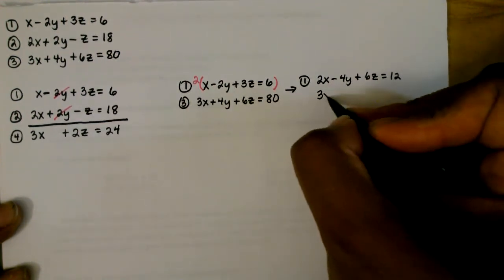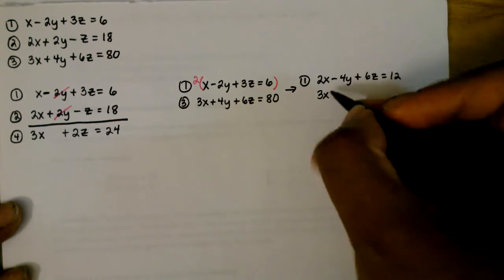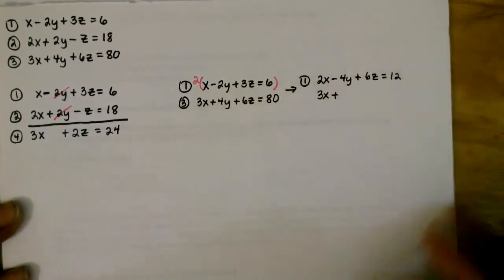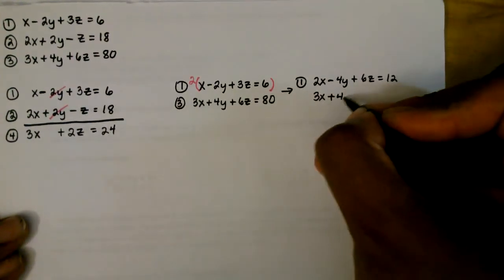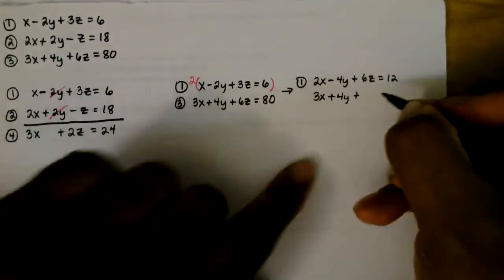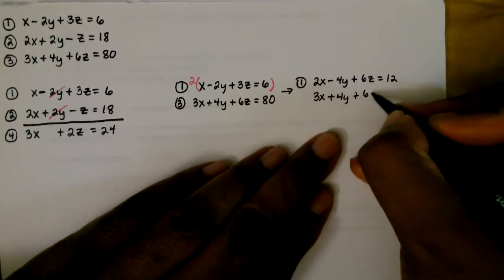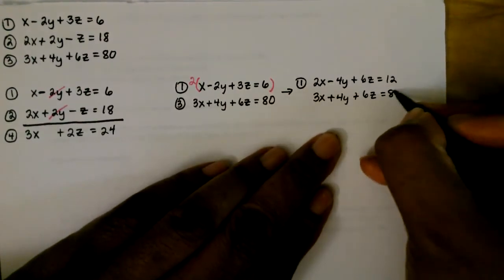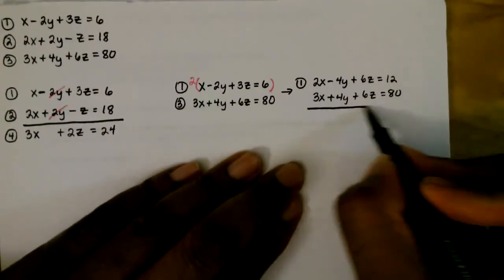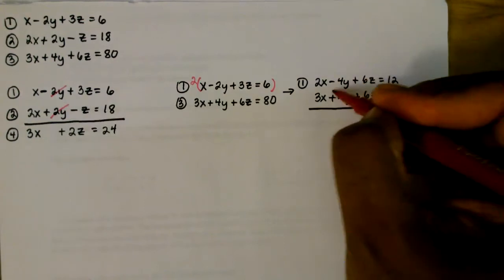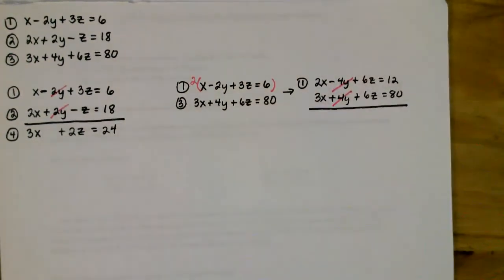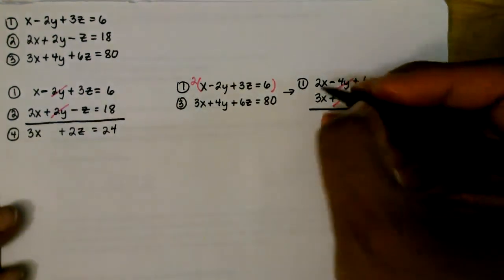And then I'll copy over equation 3, which is 3x plus 4y plus 6z is equal to 80. And notice that minus 4y and the plus 4y, they're gone. So I'm going to be left with this.